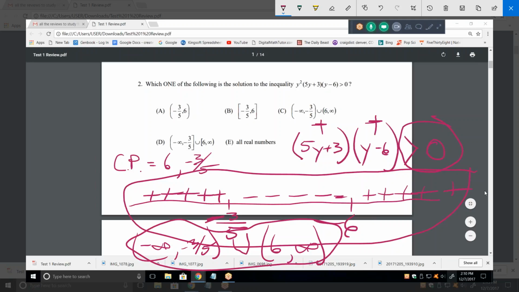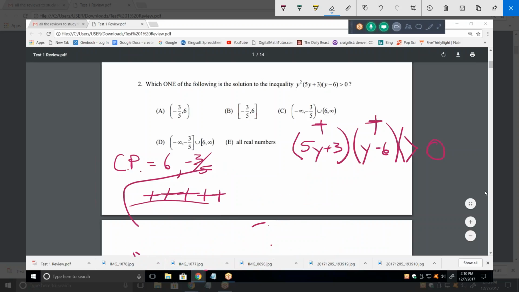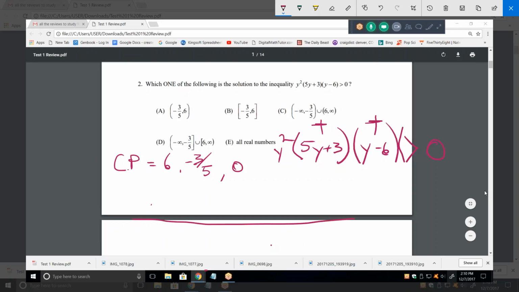What they're asking us is an intermediate slope problem. So let's up it up a notch. Get rid of everything I don't need here. I still have those two critical points. Now I have a y squared. Are there any additional critical points? 0. Draw my line chart. I mark all 3 critical points this time. I mark 6, I mark 0, and I mark -3/5. Doesn't really matter if I draw it to scale as long as they're all in the right order.